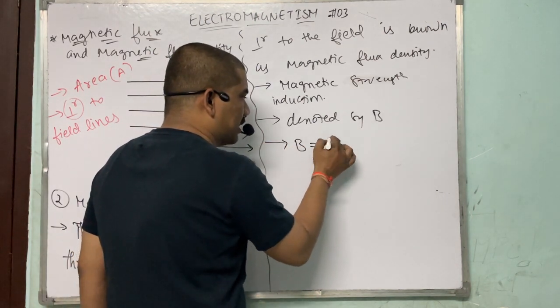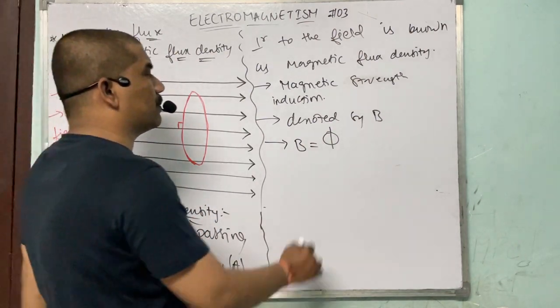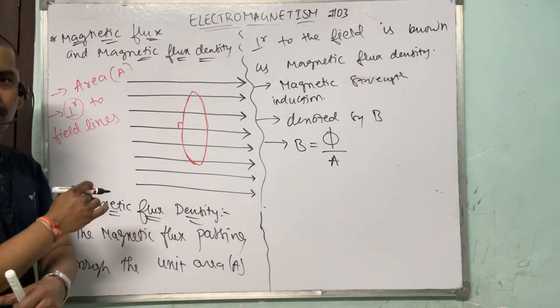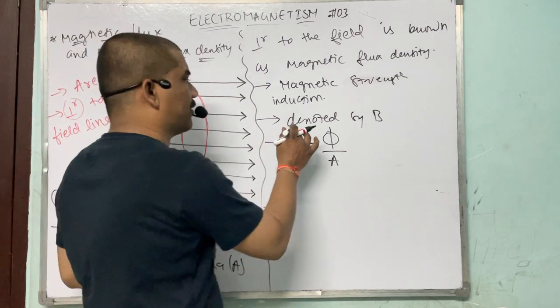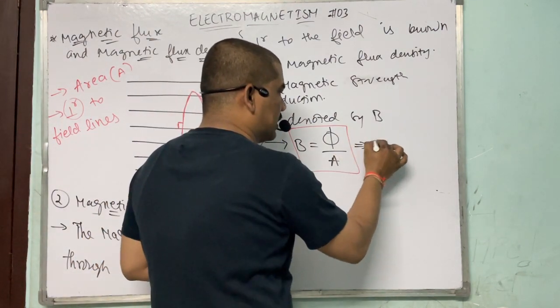So then magnetic flux density can be written like this. See, magnetic flux passing through area, that means magnetic flux by area. Understood everyone? Magnetic flux by area is nothing but the formula for magnetic flux density. So for this, what is the unit?